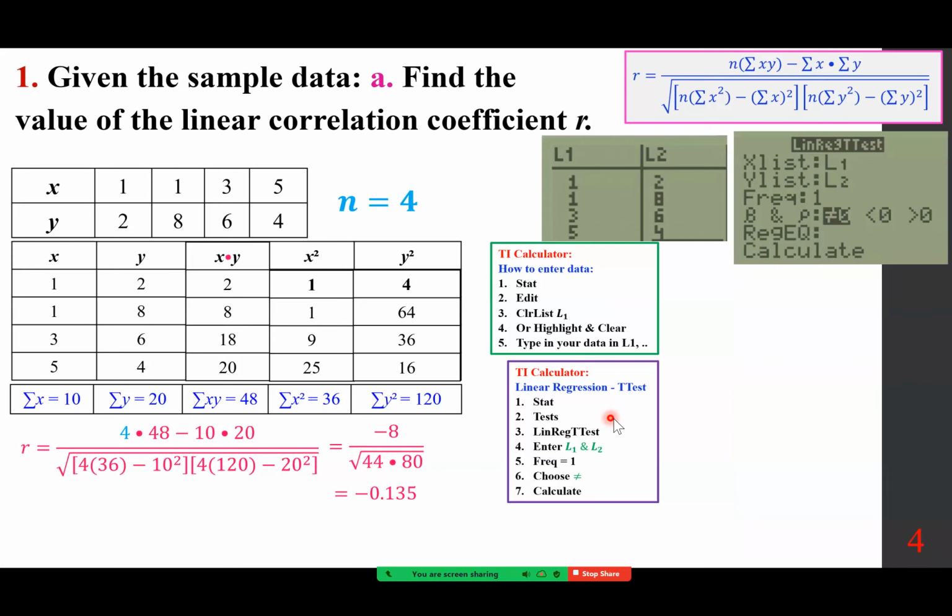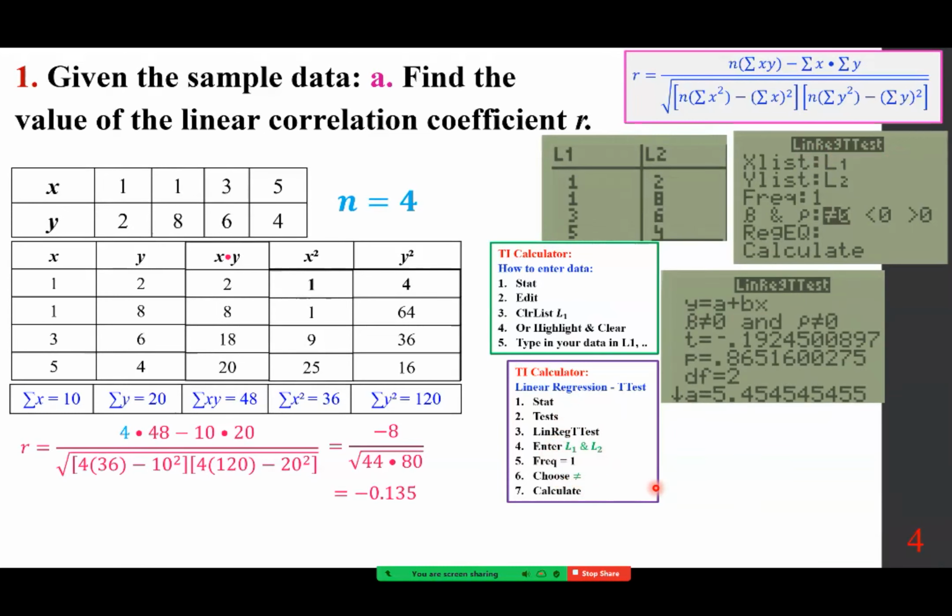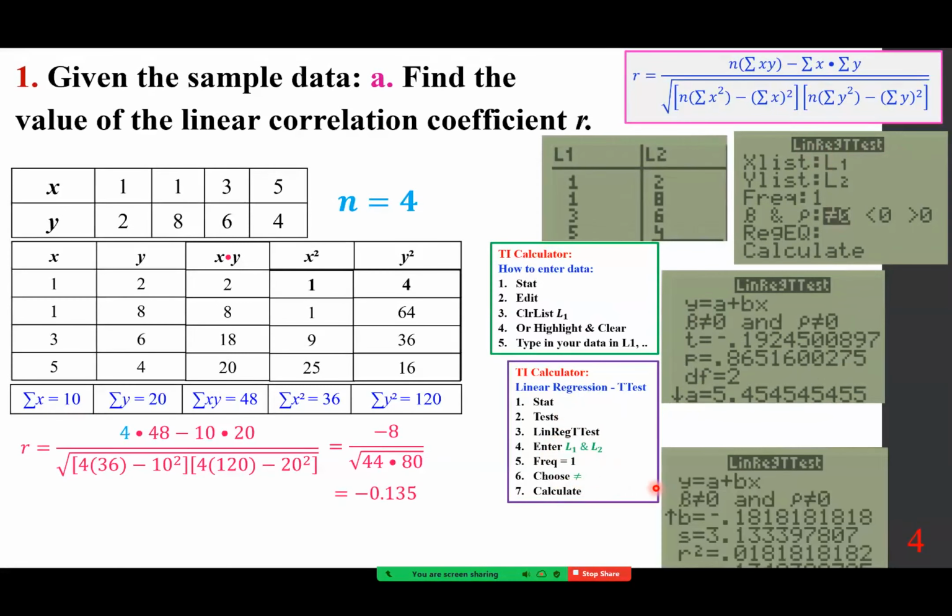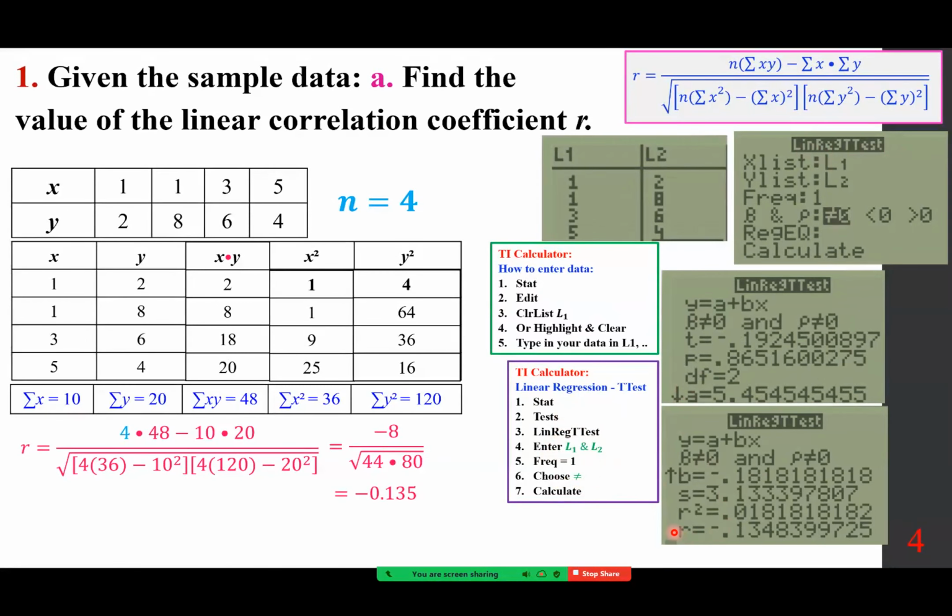When you do that, you go to stat, test, linear regression t-test, and you enter L1 and L2. You don't touch anything else. And as far as this one, you choose not equal. And it gives us some value. It gives us a lot of information. For now, as this arrow moves down, this is the one we need.